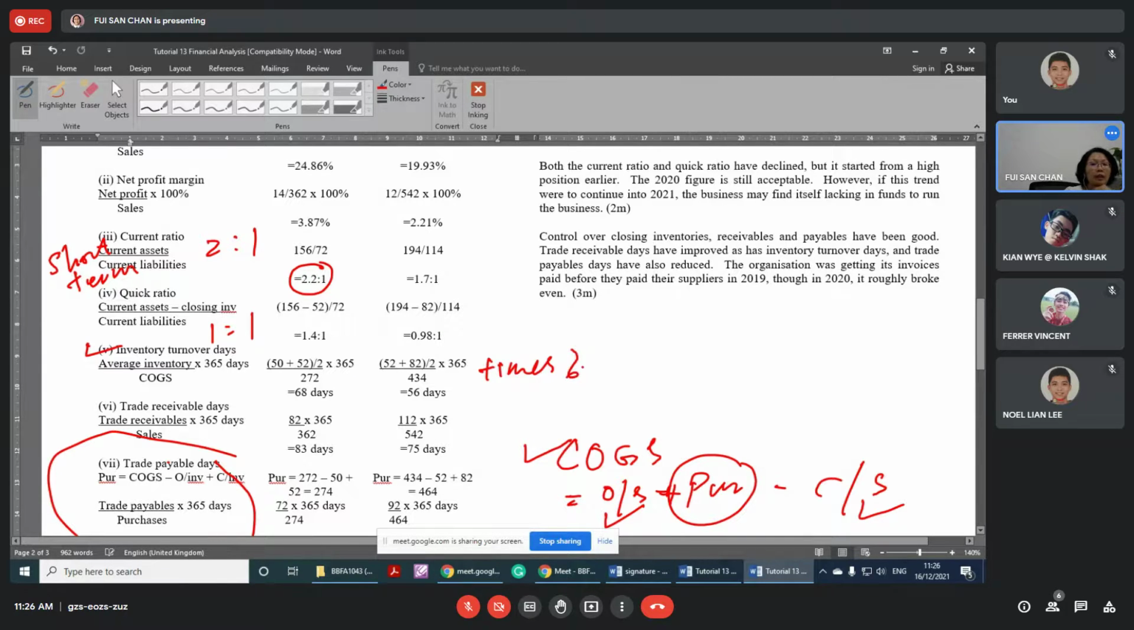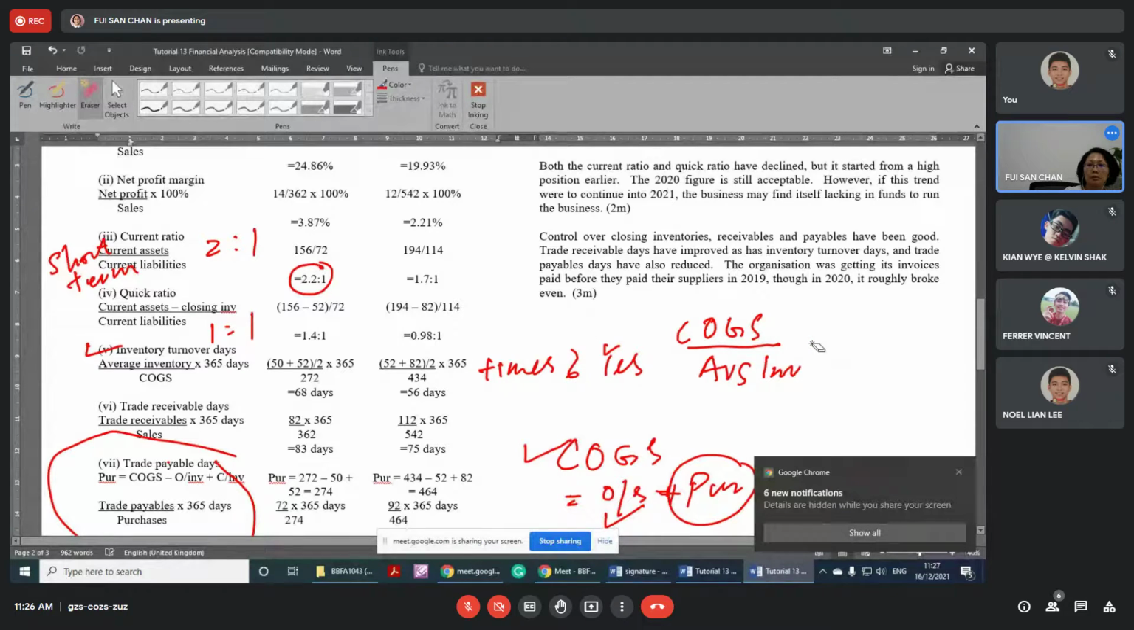Can it be in times? Yes, the answer can be in times. Now, if in times, your formula will be cost of goods sold divided by average inventory. No need to times. Because in times is how many times?